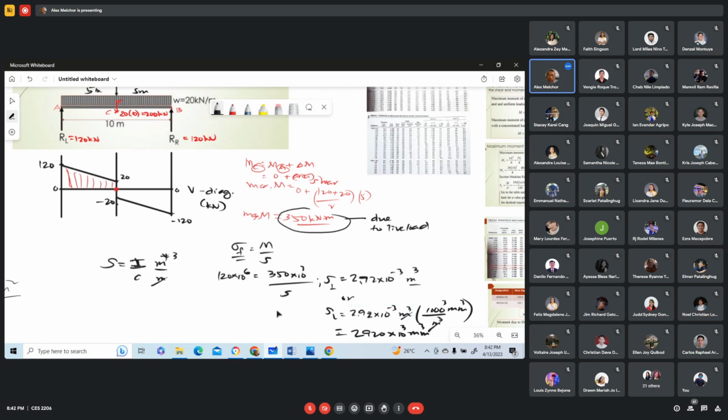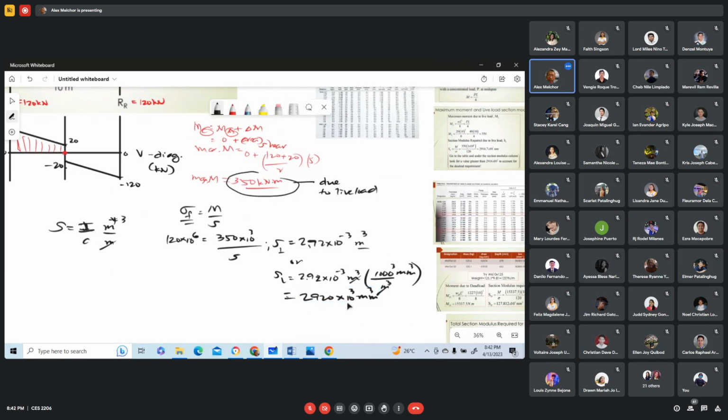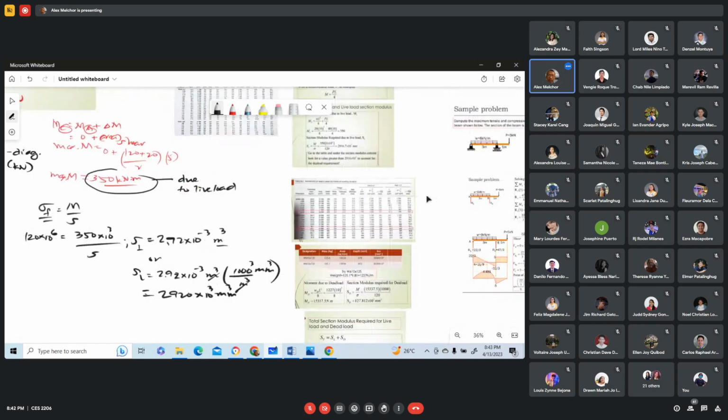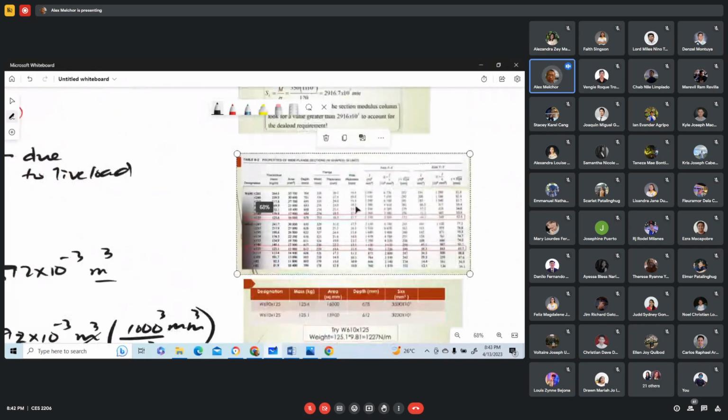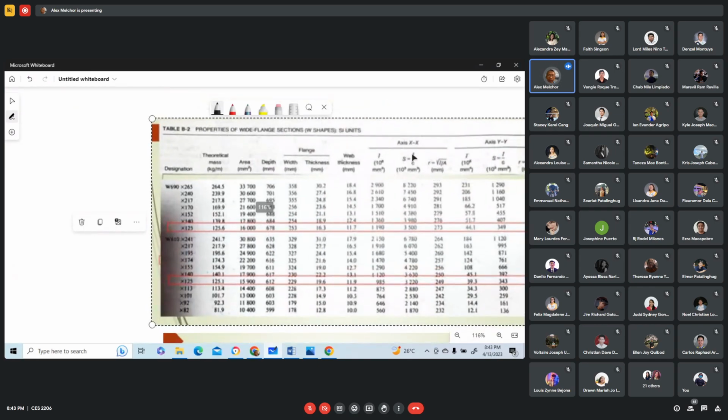Right. Okay, thank you. So that is now the required section modulus for live load. So with this, you're going to select now the lightest W shape section. Okay. So refer to this one here. Section modulus here. This is 3,500 times 10 cube.